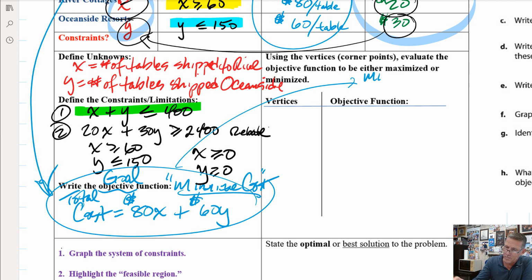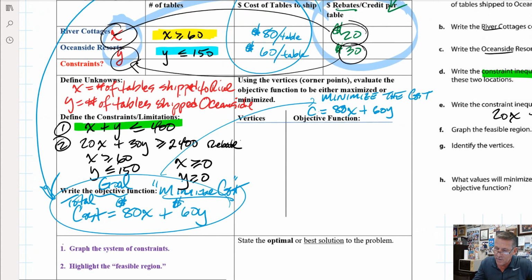Minimize that cost. Okay, so we got to write a cost function. So cost is equal to 80 times whatever X is plus 60 times whatever Y is. So we need to find the feasible region. Take a look at the vertices here and then substitute them in this objective function to find the minimum cost.